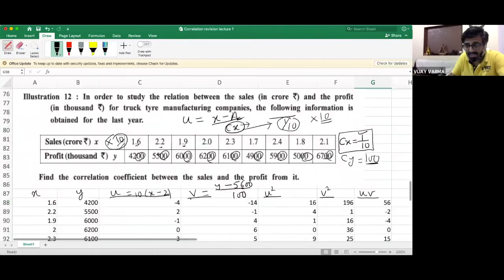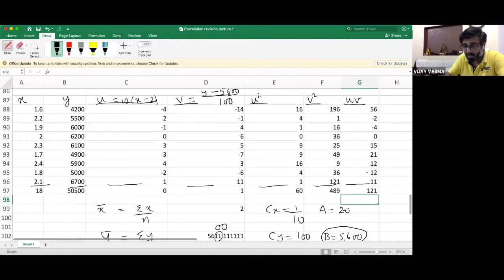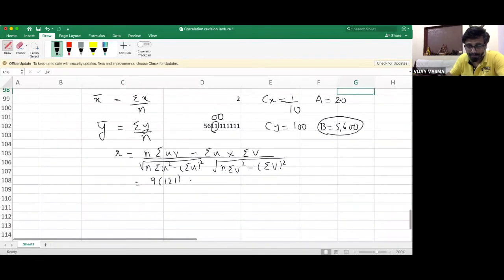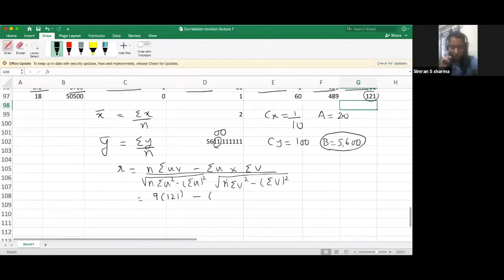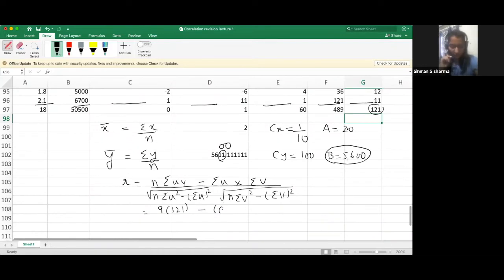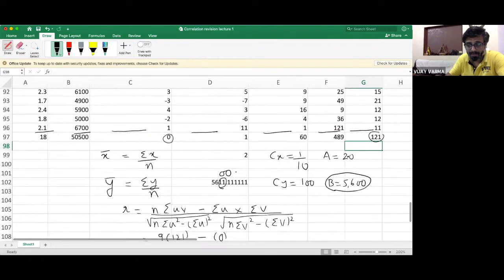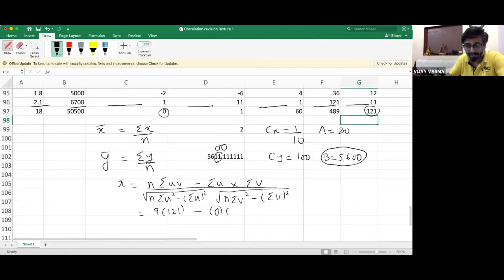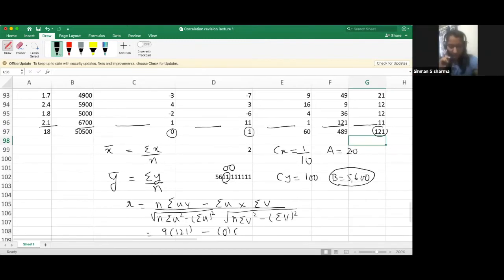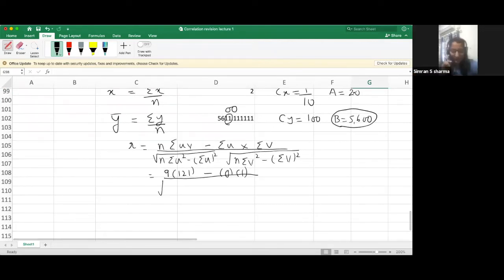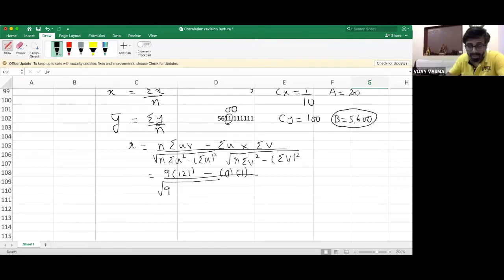All of you can see this sigma uv we obtained as 121. Further, minus sigma u. Sigma u is 0. All of you can see here we have obtained sigma u as 0. Then sigma v. Sigma v is 1, as we obtained. Upon square root, n is 9.